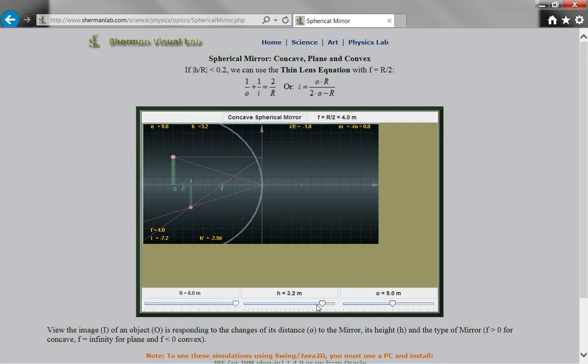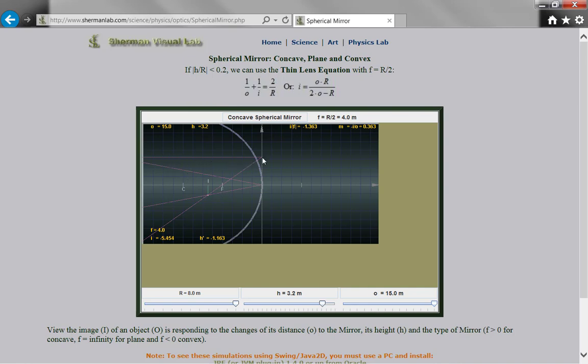The first thing I'm going to do is start by moving our object away from the mirror as far as I can. So it's off screen at the moment, but that's okay. There are two points that are important when we're looking at a mirror. One is the center of curvature. If this mirror were a complete circle or a complete sphere, that C, sometimes written as R sub C, would be at the center of that. The focal point is at half that location.